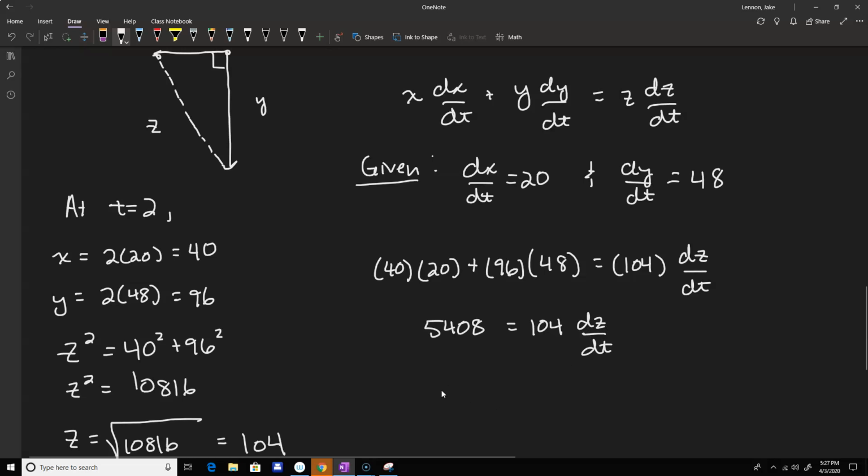So dz/dt is going to equal 5,408 divided by 104, since this is multiplied, so we're dividing by 104. And that comes out to exactly 52. So the rate of change between the two cars at that moment in time is 52 miles per hour. So that is our answer for the third question.